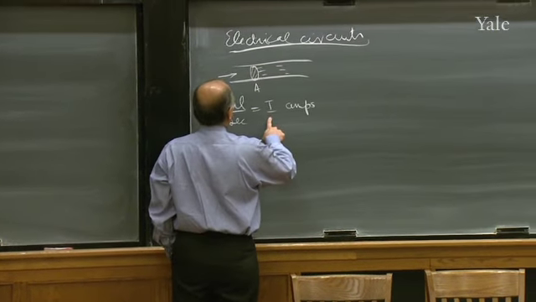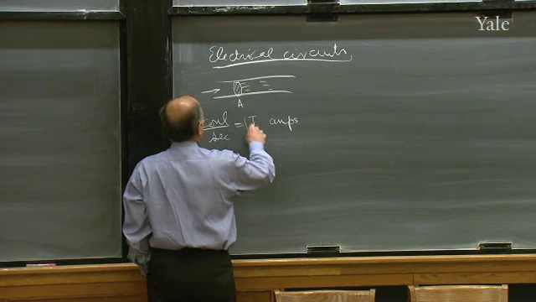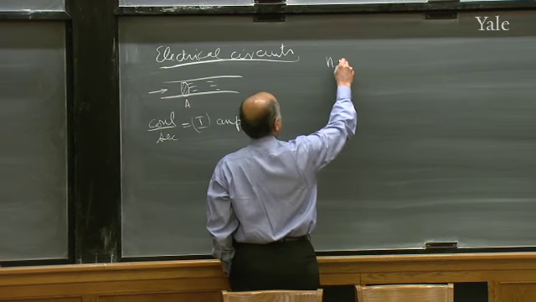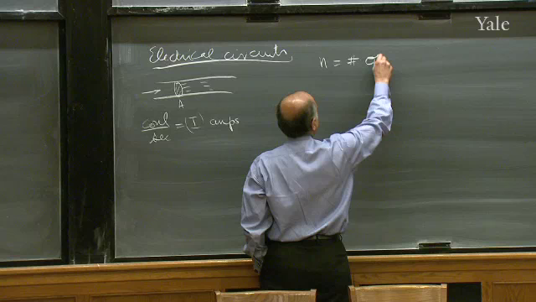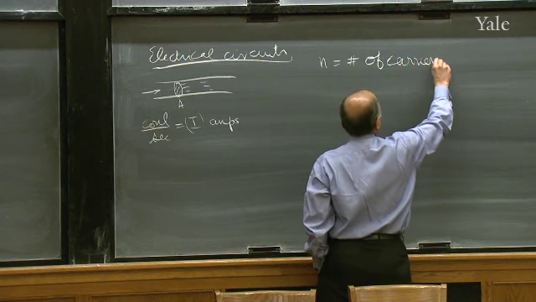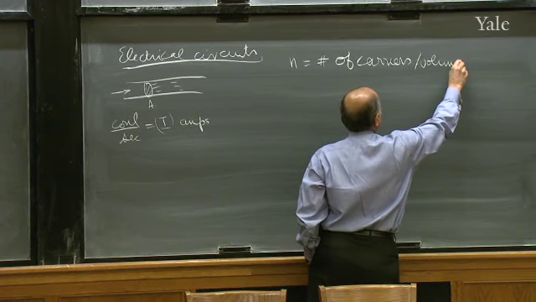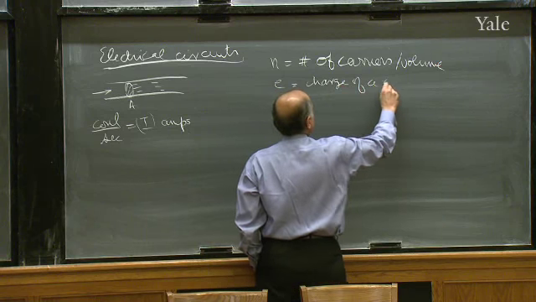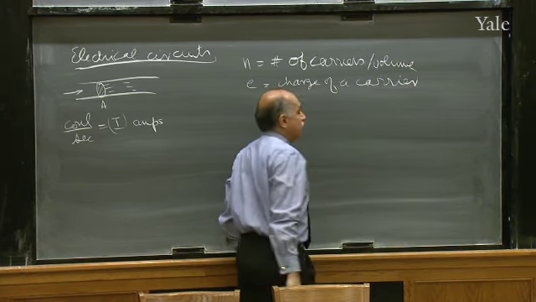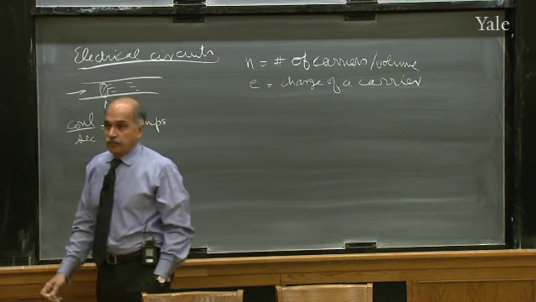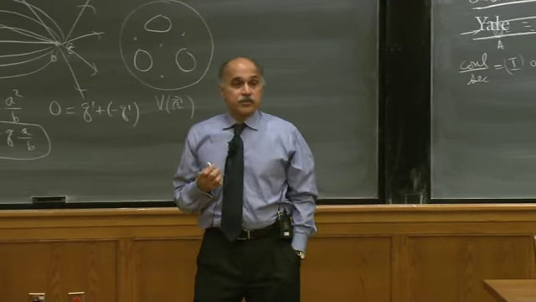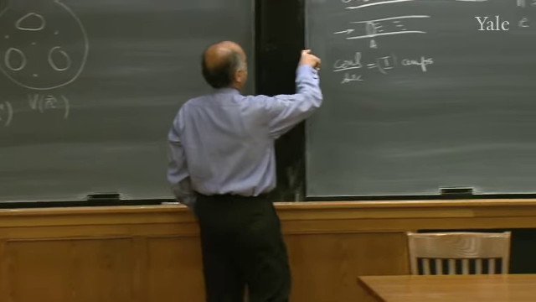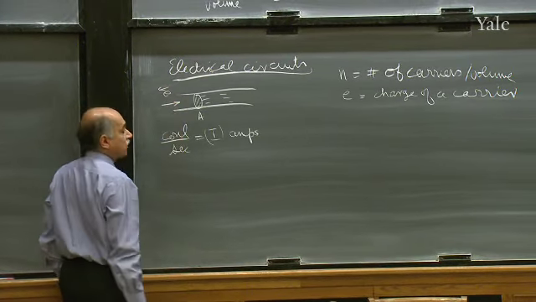All right, now let us ask, what's the connection between the electric current and what's going on microscopically? So let N equal the number of carriers per unit volume. Let E be the charge of a carrier. Now here is one of the biggest nuisances in life: as you know, in a wire, the current is carried by electrons. Because their charge is negative, when you draw a picture like this, the current to the right, electrons are actually moving to the left.